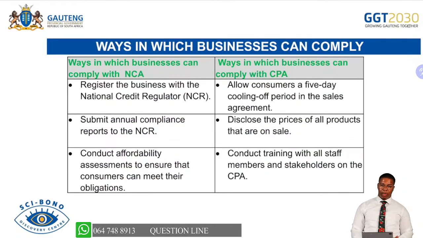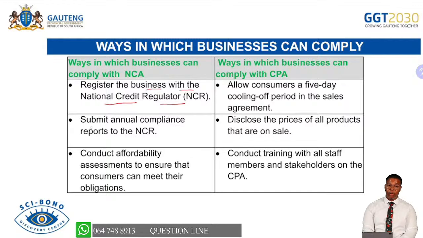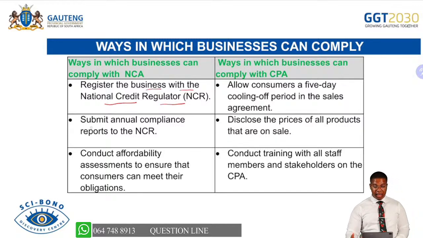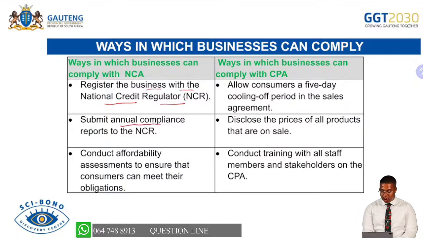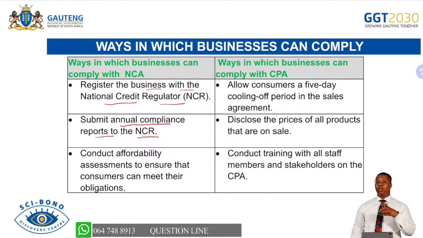Then, ways to comply. How will the business comply with these two acts? Register the business with the National Credit Regulator so that the regulator can control and give guidance on how credit should be provided. Furthermore, submit annual compliance reports to the National Credit Regulator. The annual compliance report is a report explaining how credit was given during the financial year of a business. This gives the National Credit Regulator an idea of whether this business is giving credit to customers who qualify or not.